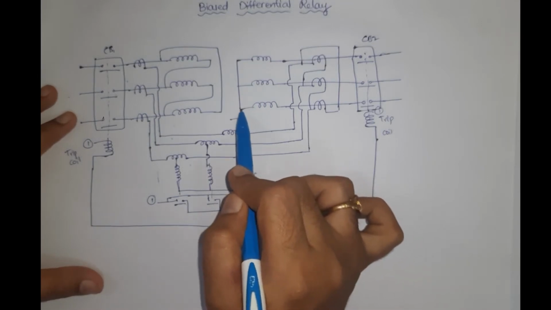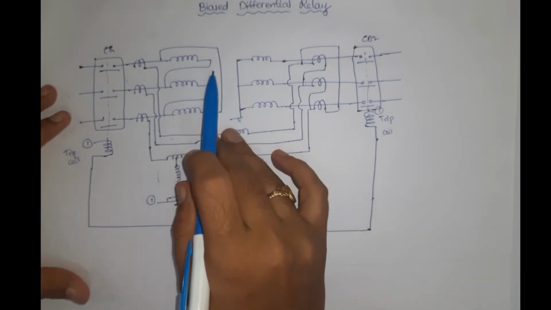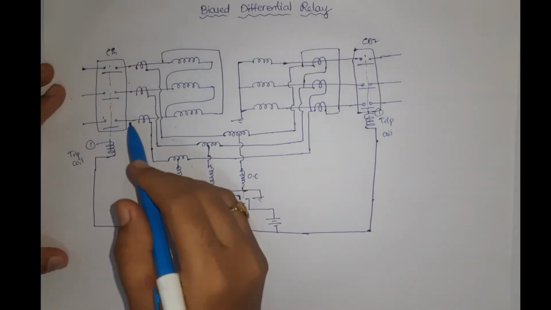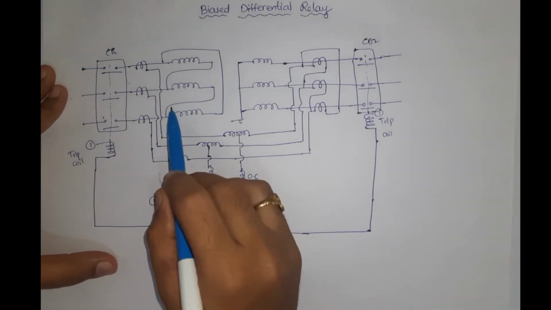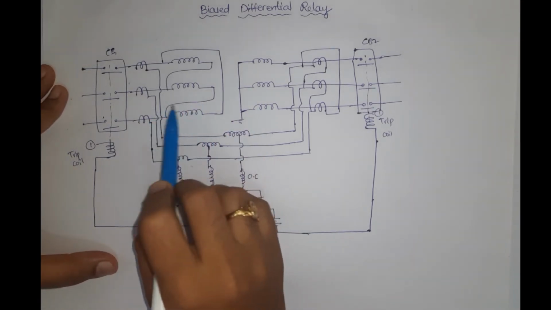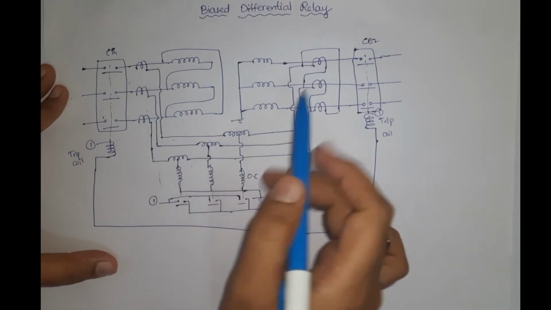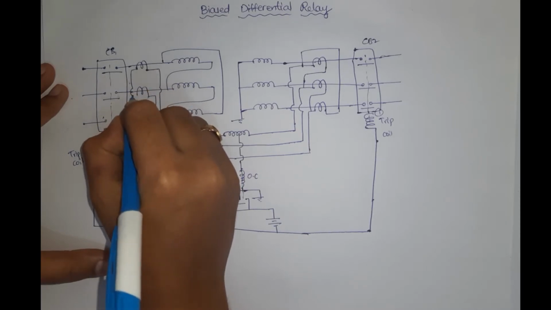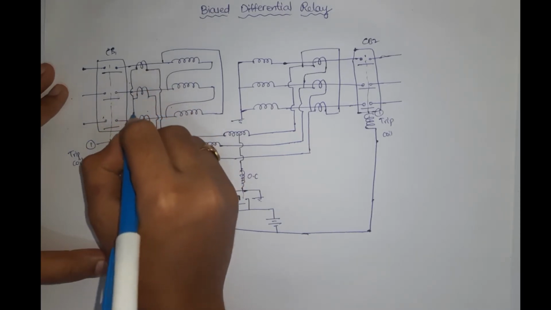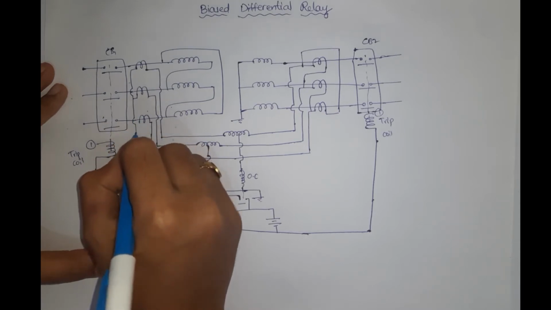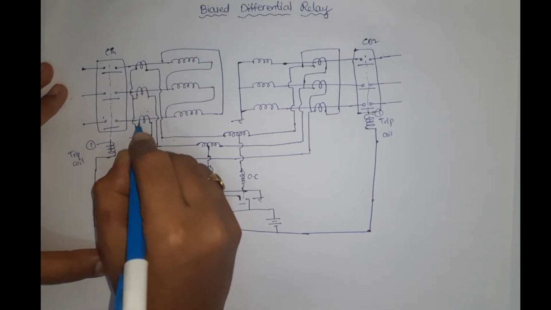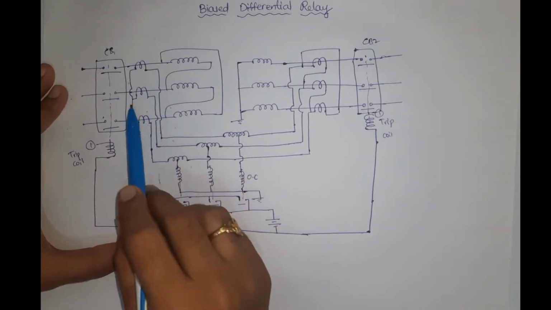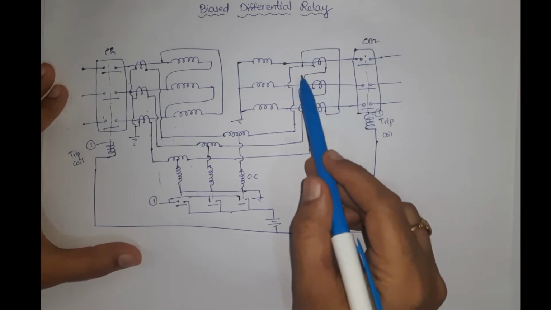As we have seen in the last lectures, for a delta-star power transformer, the current transformers must be connected in star and delta, right? So some connections are missing here. Let me do it. Right, so this side CT set is connected in delta and this side it is connected in star.